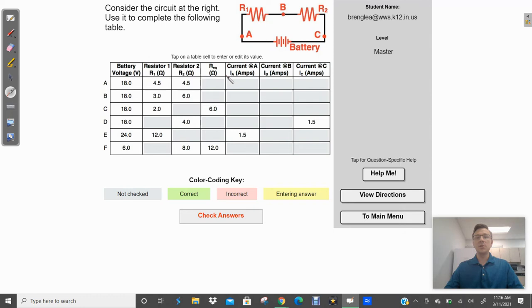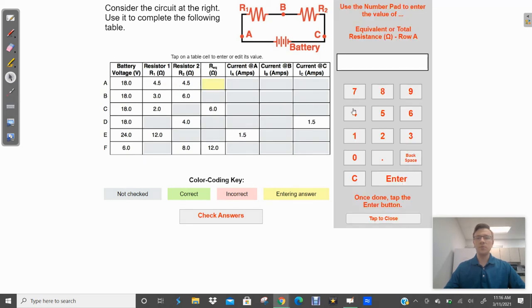And that's always going to be calculated by adding resistor 1 and resistor 2 together in a series circuit, or adding all of the individual resistors together. So for this particular instance, we have two 4.5 resistors, which add up to a total of 9 ohms of resistance. And then it's asking us for the current at point A, point B, and point C.